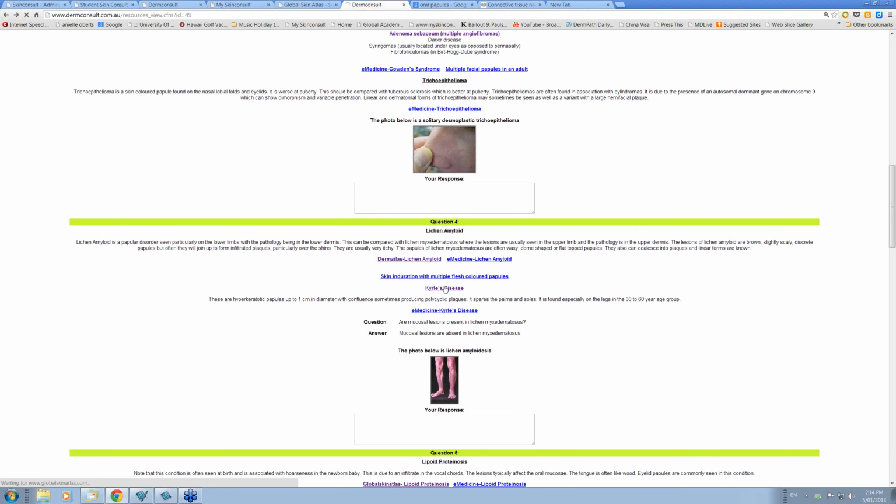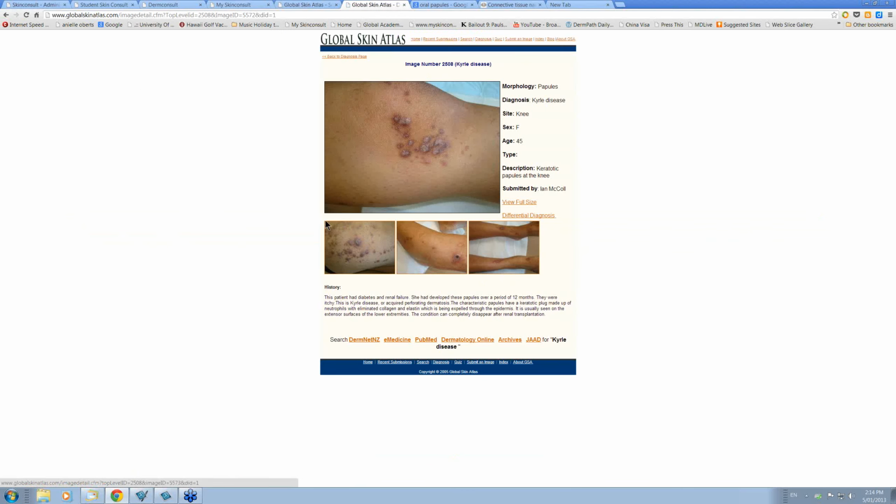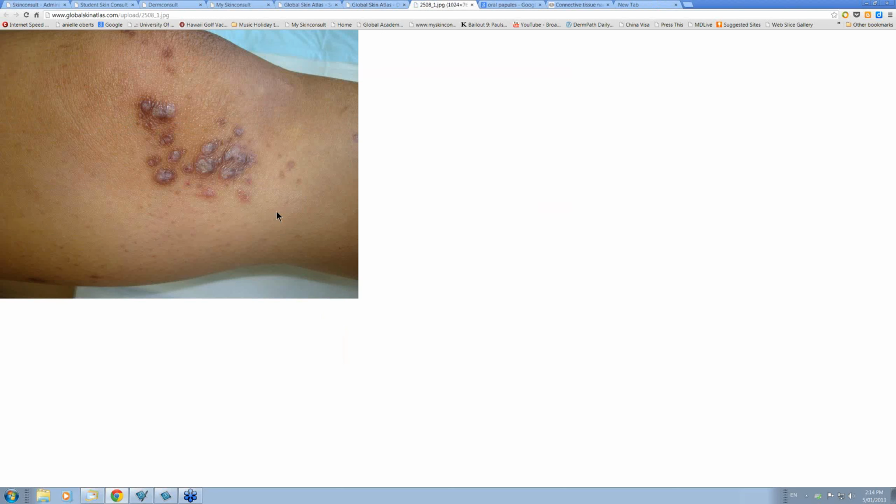We should have a good example of Kyrle's. Let me just click on this. It was one case that I had. Here we go. This was an Aboriginal lady. These were lesions on her legs. Let's view this one full size. She was diabetic, she was on dialysis, and she had these itchy papules.